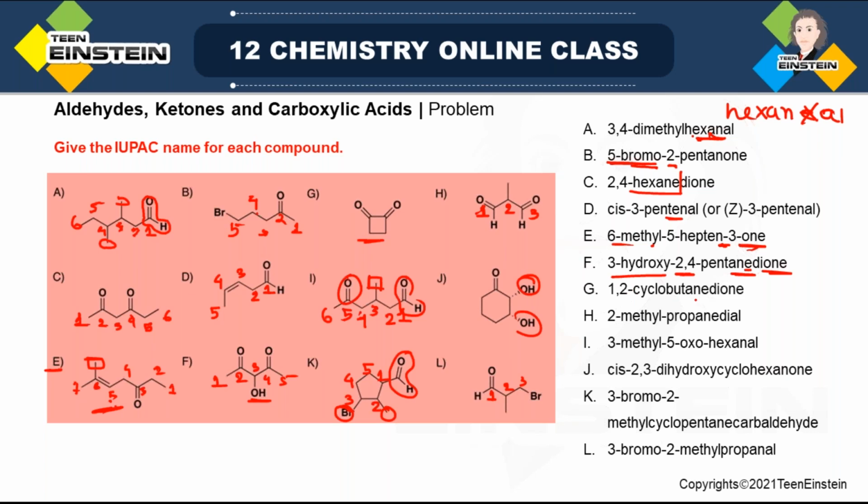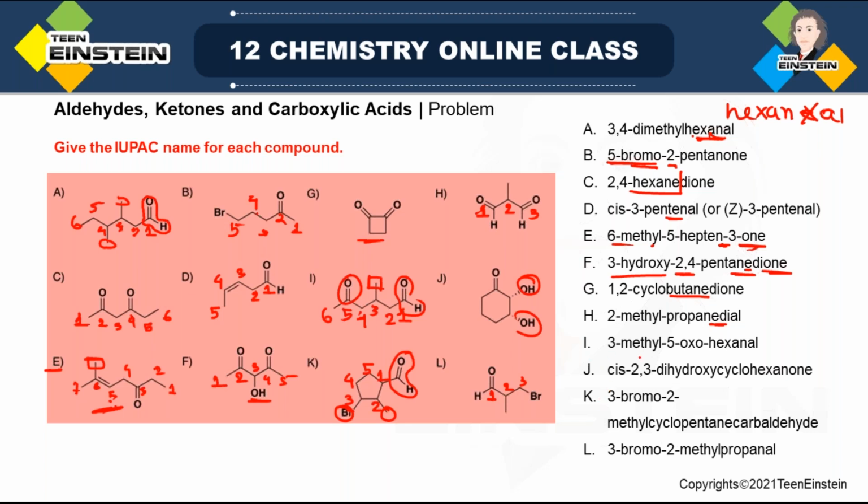So compound G, 1,2-cyclobutanedione. Cyclobutane write completely, then dione. H, open structure, 2-methyl propanedial. E you have to mention because it is dial. If it is a single CHO, you can write propanal, that is PANAL, omitting E, but in this case E will not be omitted.